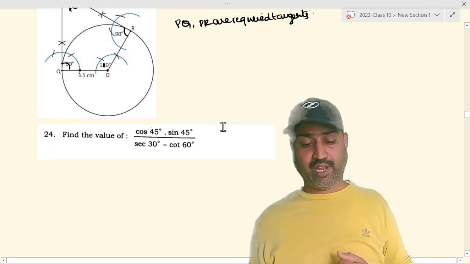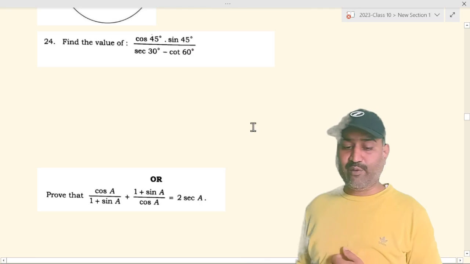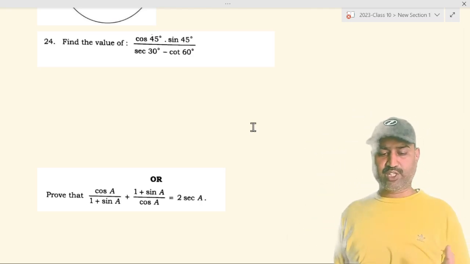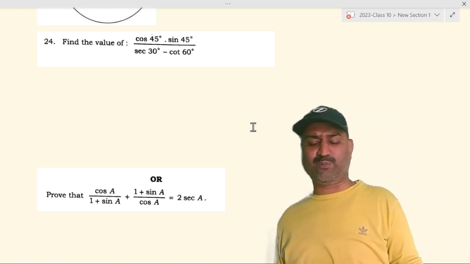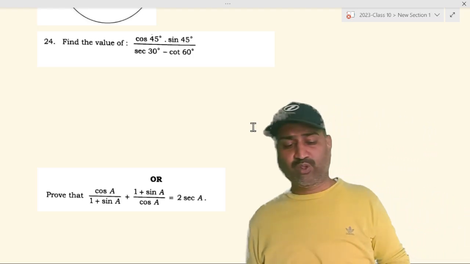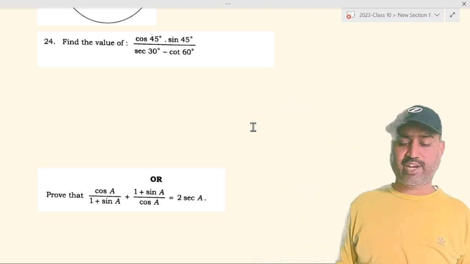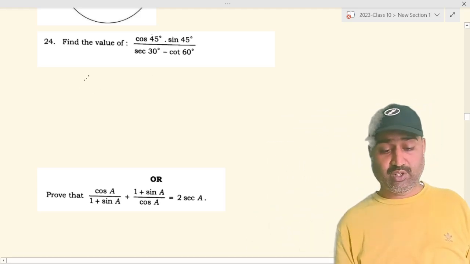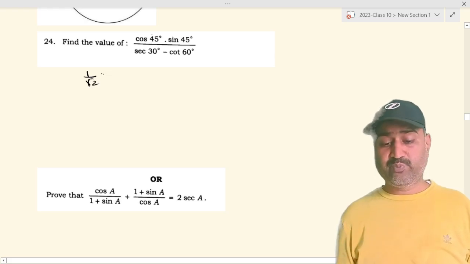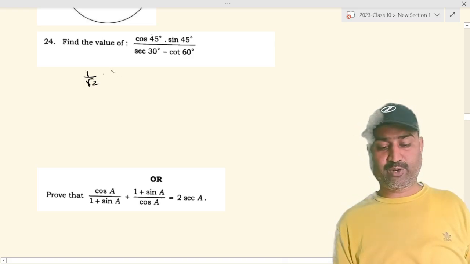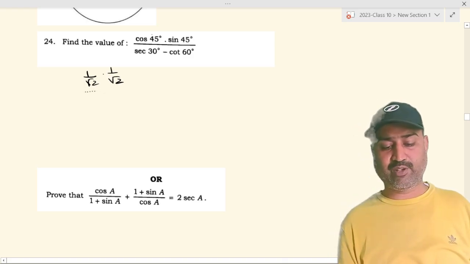Okay. Next, find the value of cos 45 degree into sin 45 degree. It has two options here. First, it is always better to solve the proof problems because we'll get 2 marks confirmed. Anyway, we'll solve this question. Find the value of cos 45 into sin 45 divided by sin 30 minus cos 60 degree, right? Cos 45 you know already, it is 1 by root 2, into sin 45, again 1 by root 2, because sin and cos 45 are same values.